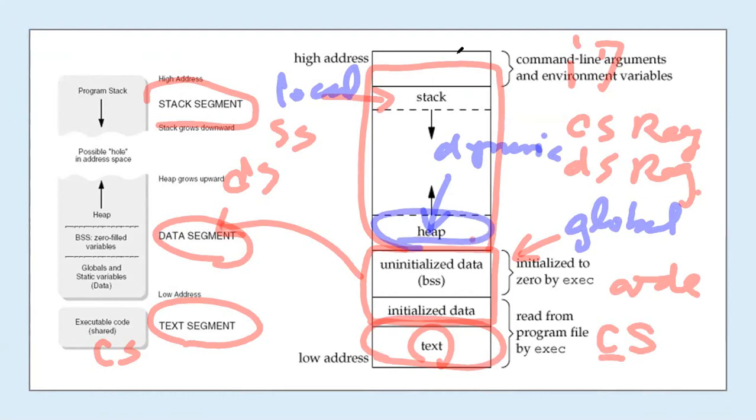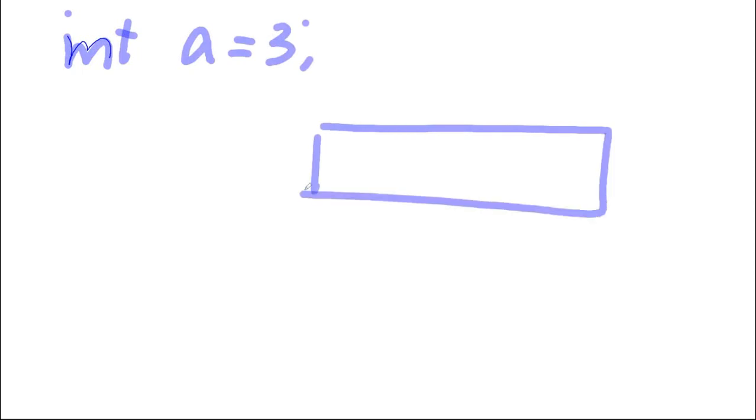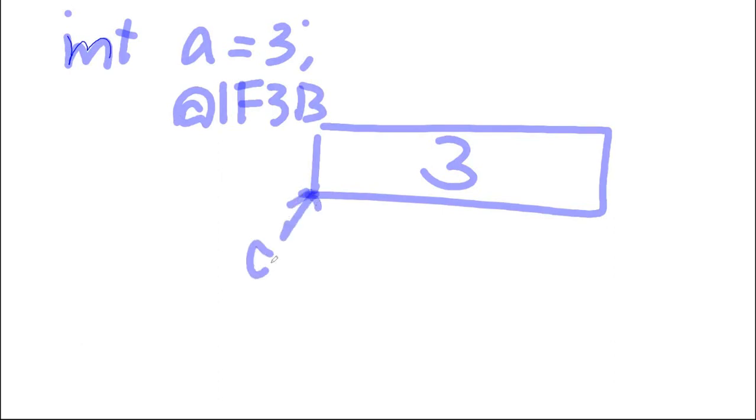Now, before we move on, I'll discuss the pointer and the variable in C language, and it's also good for C++. So here is the whiteboard. Let me get started. If we declare a variable, integer a equals 3, it actually has a 3 in a certain memory location, say 1F3B. That's some sort of address, right? And then there's a variable name called a.